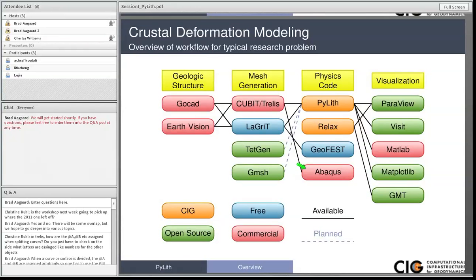It is much more expensive. Well, it's quite expensive depending on what type of licensing you have. And it's not open source, but there is quite a bit of extensive documentation.